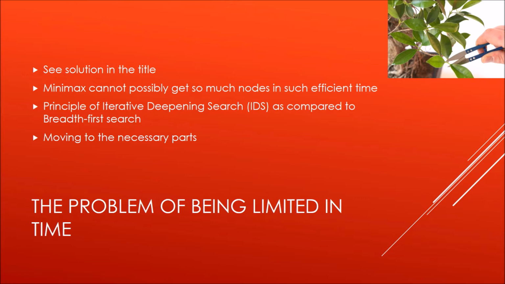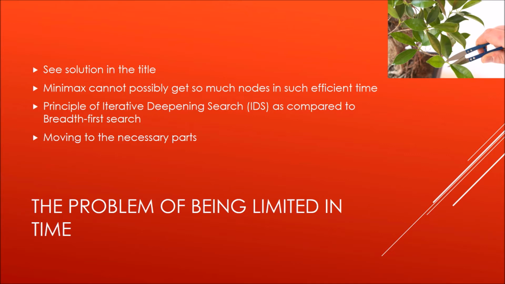So the first point is abundantly clear. You see a solution to this problem that we have described before in the title, which is Alpha Beta Pruning. Just a little joke I inserted there. And Minimax, as you may know, we already said it before. It cannot possibly process so many nodes in such efficient time, which is why we want to make it more efficient with this Alpha Beta Pruning.